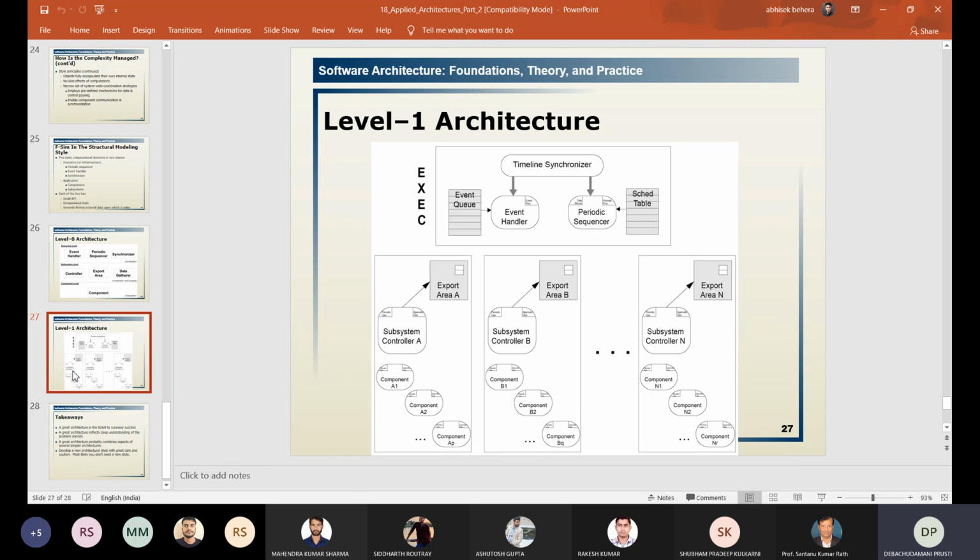Now, here is the level 1 architecture. Here the execution is according to the time synchronization. It has the event queue that will be handled by the event handler, then the periodic synchronizer, just like I told, the executive level or infrastructure level. And another one, we have subsystem controller A, subsystem controller B, C, D up to N. And in each subsystem controller we have the components like component A1, A2, A3 up to AN. This is the level 1 architecture.